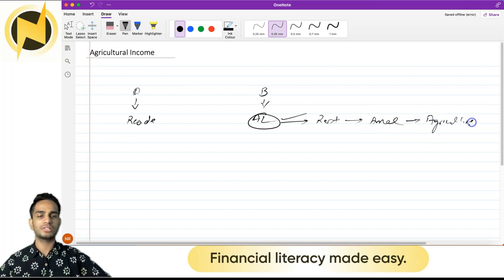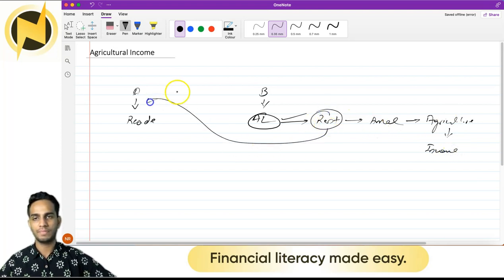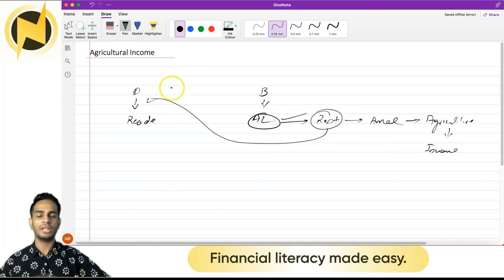Now Mr. Amal conducts farming, agriculture. He harvests and sells his harvest. Out of the income that he gets from agriculture, he pays me rent. Now, as far as the law is concerned, this particular rent is also agricultural income. Understood? This rent is also considered agricultural income.